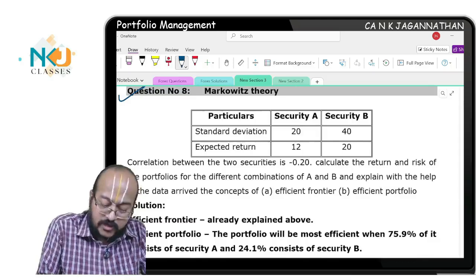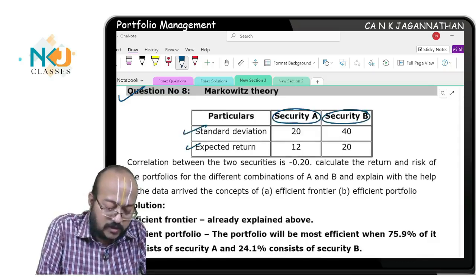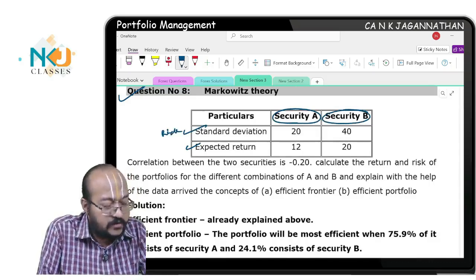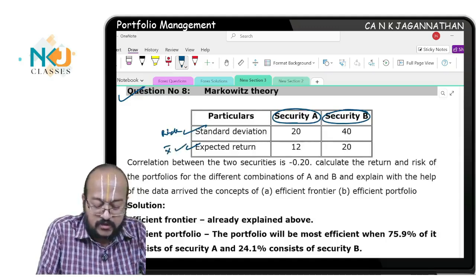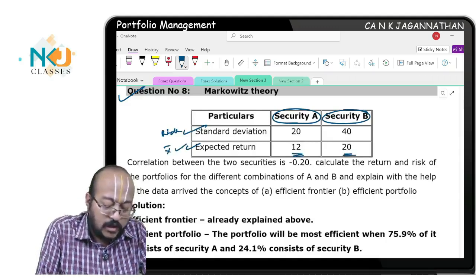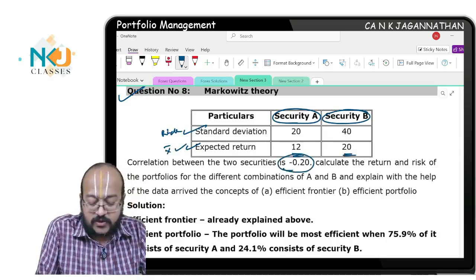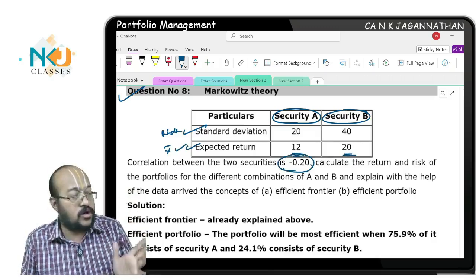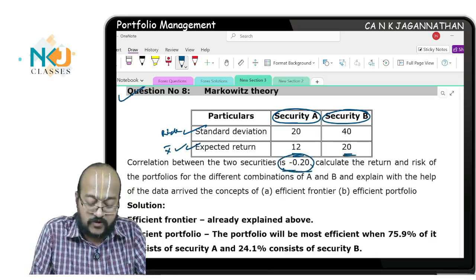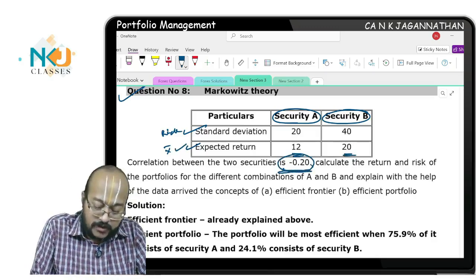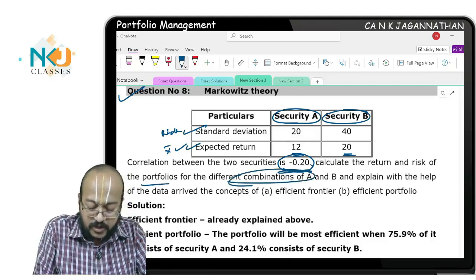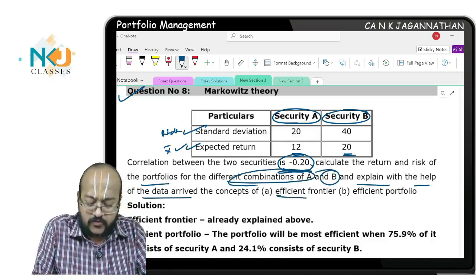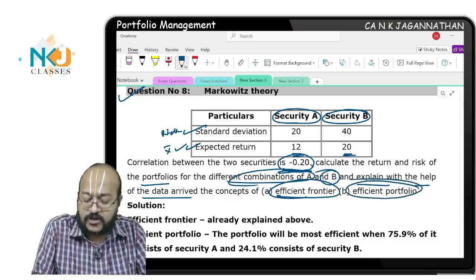Security A is given, security B is given, risk and return of security A and B is given. Standard deviation means risk, and expected return, this is X bar, average return, given as 12% and 20%. And the correlation between these two securities in the market is also given as minus 0.2. Calculate the return and risk of the portfolios for different combinations of A and B, and explain with the help of the data arrived at the concept of efficient frontier and efficient portfolio.